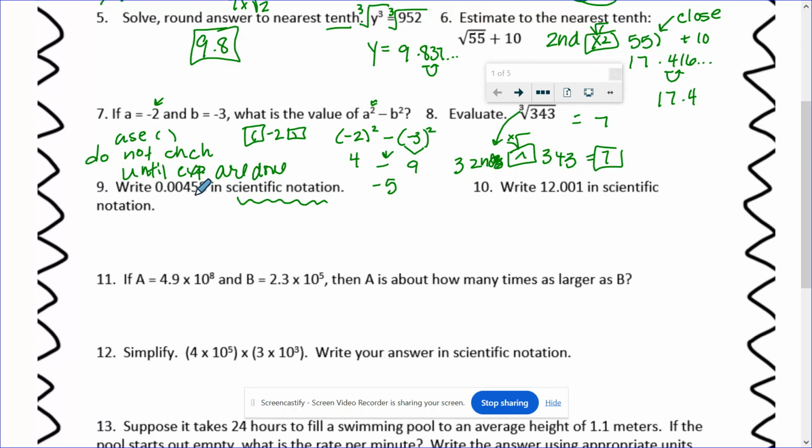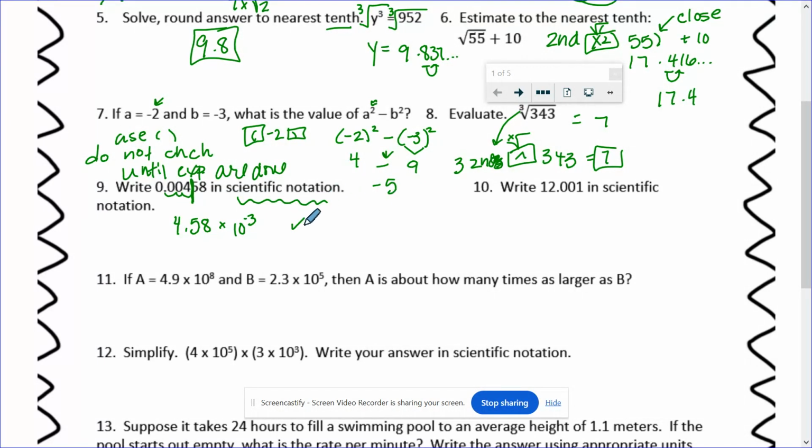So if we're writing a number in scientific notation, there can only be one number in front of the decimal other than a 0. So my decimal is going to have to go right here between the 4 and the 5. So in order to put my decimal point here, I'm going to have to move it 1, 2, 3 places. And since I started with a very small number, we use a negative exponent.